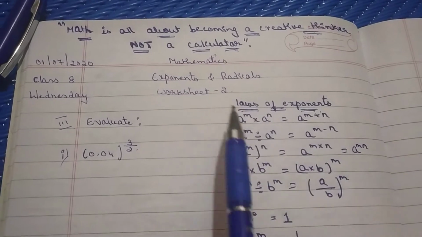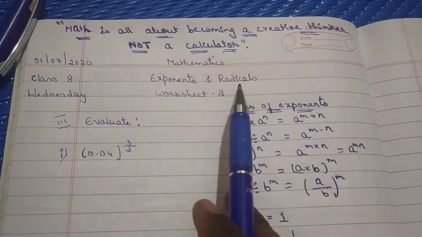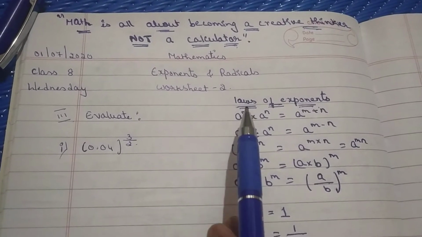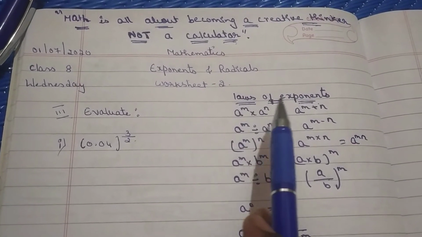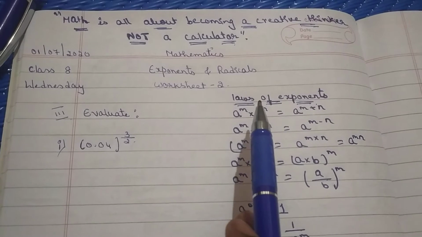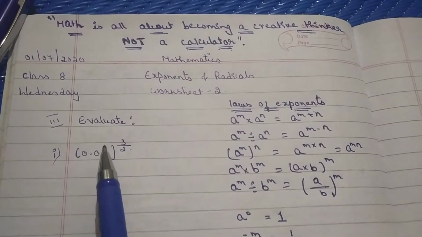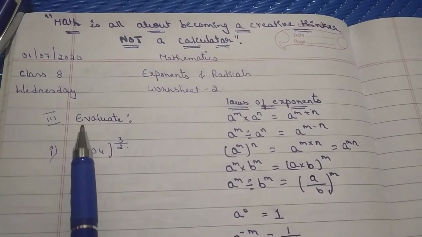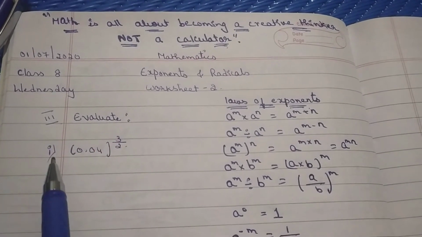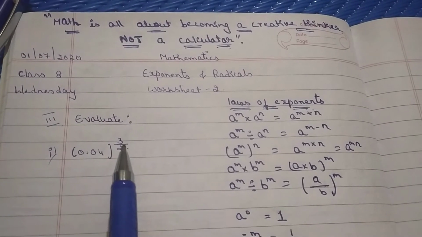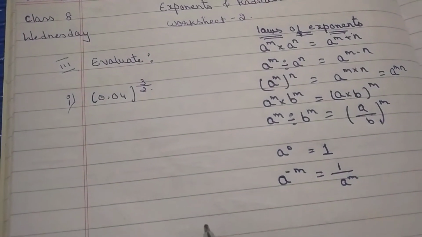Subject: Mathematics. Chapter: Exponents and Radicals, Worksheet 2. In the previous class, we learnt about laws of exponents. So, in today's class, we look at the application of laws of exponents in solving problems. Evaluate. First question: 0.04 whole to the power of 3 by 2.